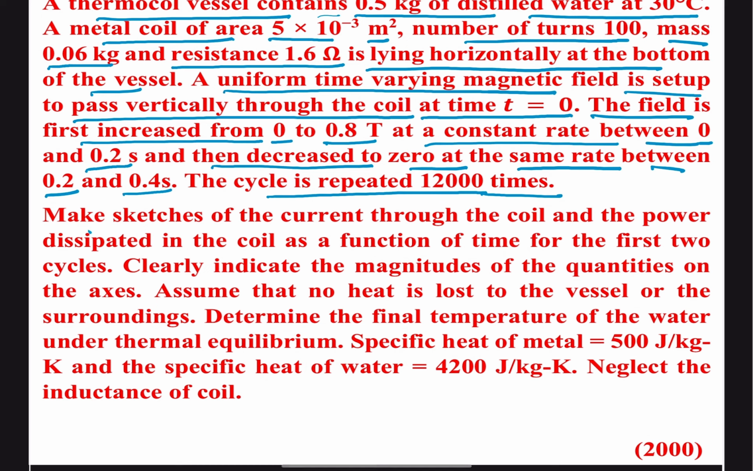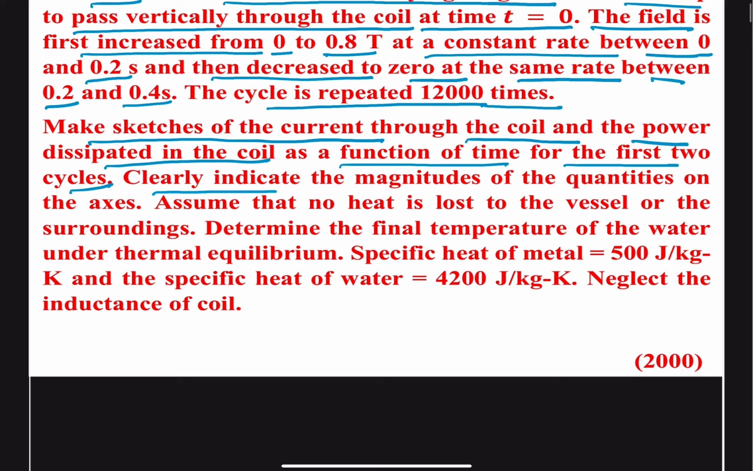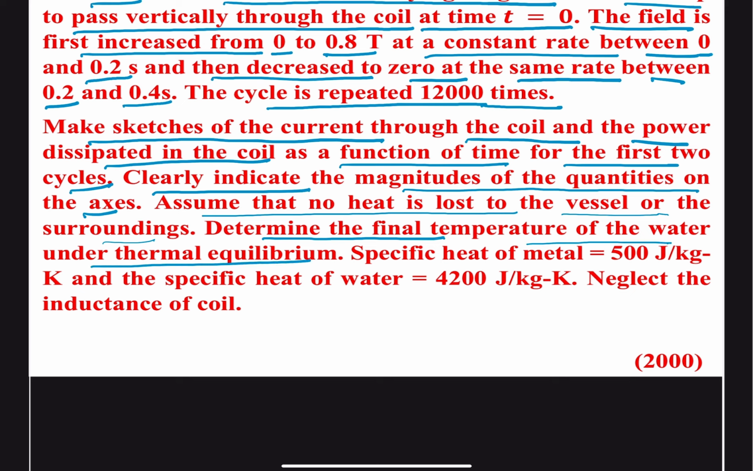Make the sketches of the current through the coil and the power dissipated in the coil as a function of time for the first two cycles. Clearly indicate the magnitude of the quantities on the axis. Assume that no heat is lost to the vessel or surrounding. Determine the final temperature of the water under thermal equilibrium. Specific heat of metal is 500 joule per kg Kelvin and specific heat of water is 4200 joule per kg Kelvin. Neglect the inductance of the coil. So this was asked in the year 2000.